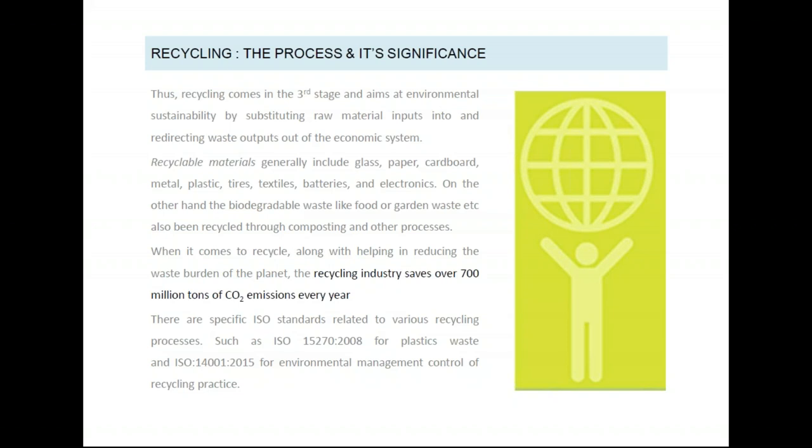Recyclable materials generally include glass, paper, cardboard, metal, plastic, tires, textiles, batteries, and electronics. On the other hand, biodegradable waste like food or garden waste is also recycled through composting and other processes. Along with helping in reducing the waste burden of the planet, the recycling industry saves over 700 million tons of CO2 emissions every year. It is very important for us, particularly nowadays when we are talking about global warming. This is a very critical point where we can save 700 million tons of CO2 emissions every year.